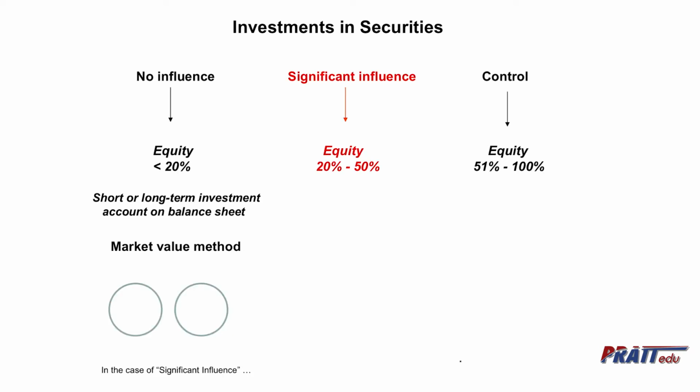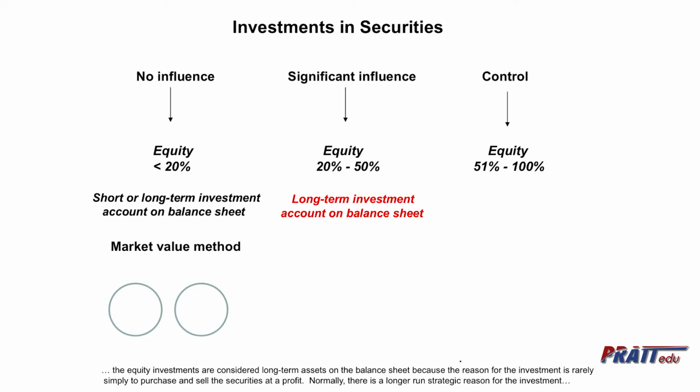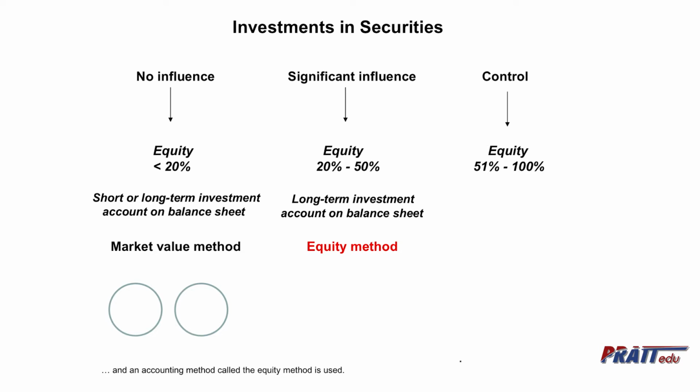In the significant influence case, the equity investments are considered long-term assets on the balance sheet because the reason for the investment is rarely simply to purchase and sell the securities at a profit. Normally, there is a longer run, strategic reason for the investment, and an accounting method called the equity method is used. This method treats the two entities as if they have a common overlapping interest.